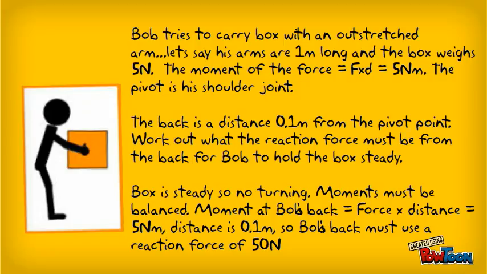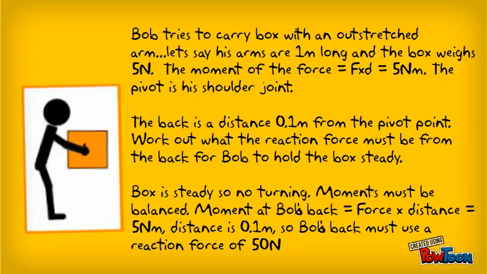Now remember, the pivot will be his shoulder joint. That's the load force. Now the back is asked to provide an effort force because Bob wants to hold the box steady. He doesn't want any turning to be involved. The back is a distance 0.1 metres from the pivot point, from the shoulder joint. You are asked to work out what the reaction force must be from the back for Bob to be able to hold the box steady.